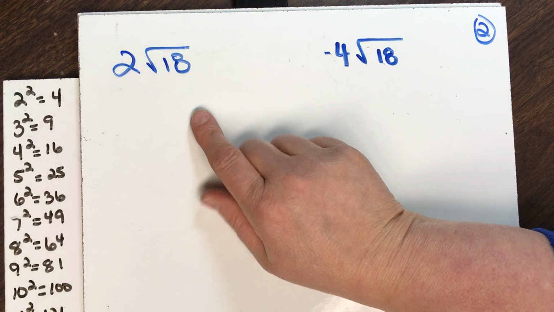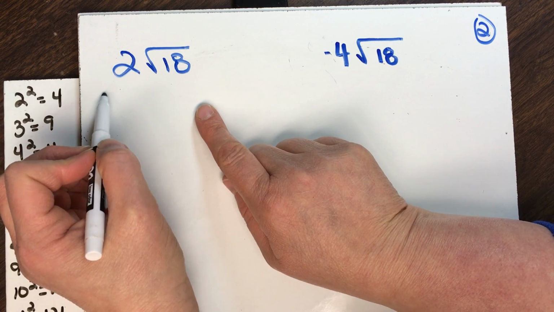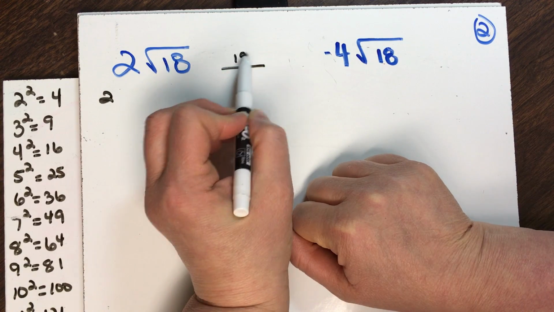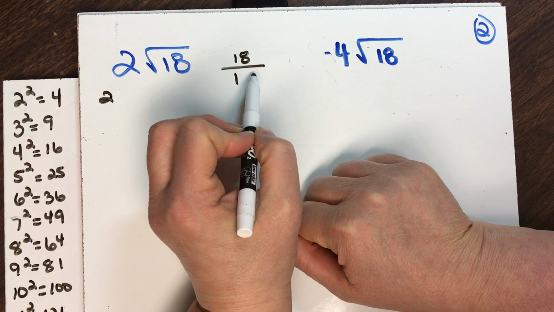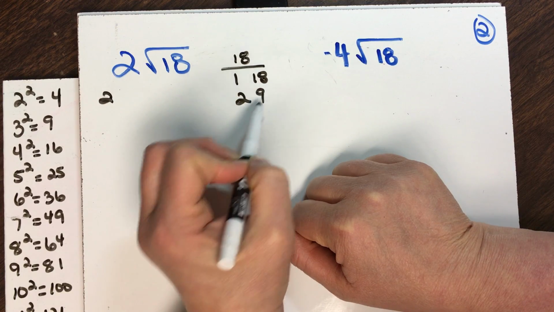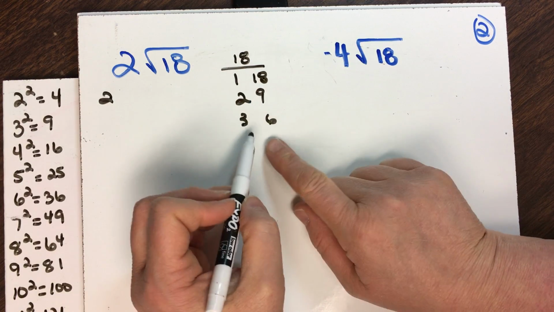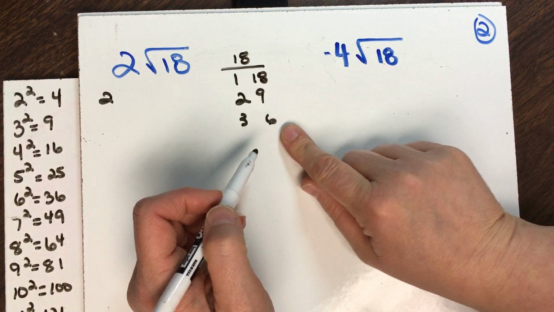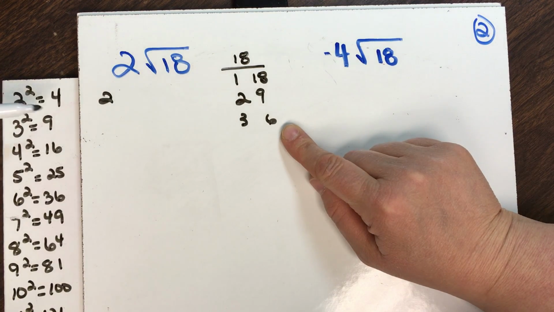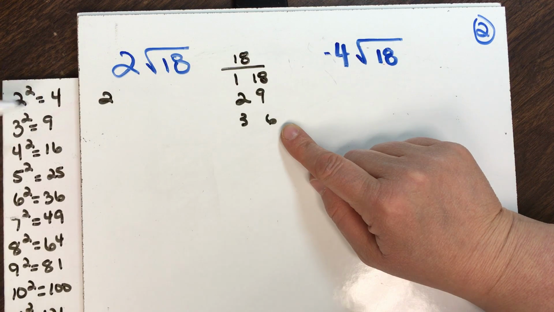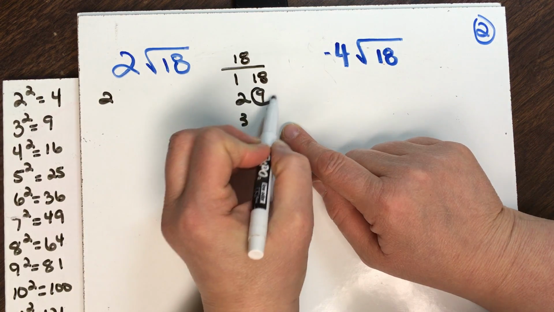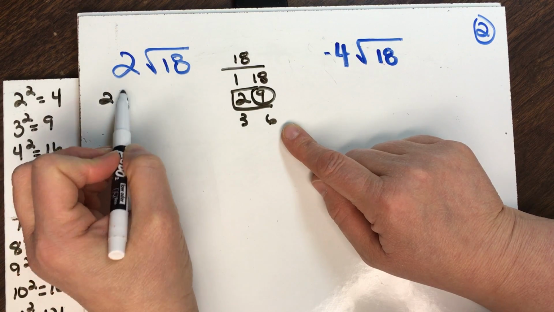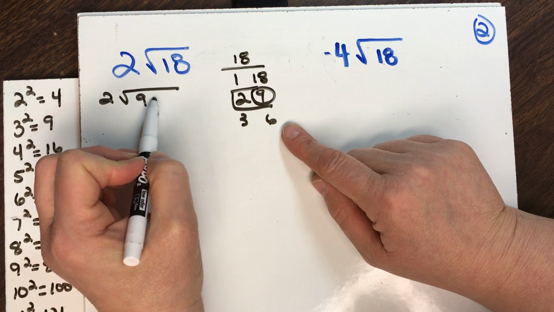And I'm going to do the same thing that I did before. I'm going to break it up. So my 2 is going to stay on the outside, and then I'm going to do 18. So 1 and 18, 2 and 9, 3 and 6, and 4 doesn't work, 5 doesn't work, and we would just be going back because 6 is already here. So let's look at our list. So 9, that is our perfect square. So we're going to use this piece right here underneath.